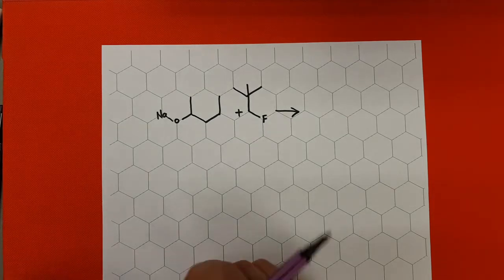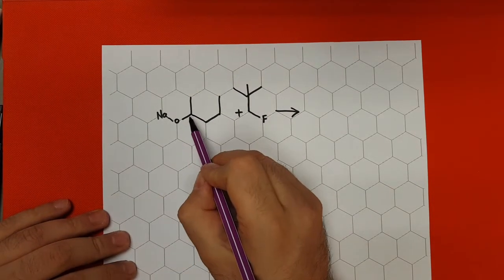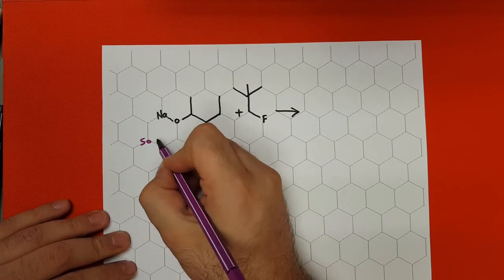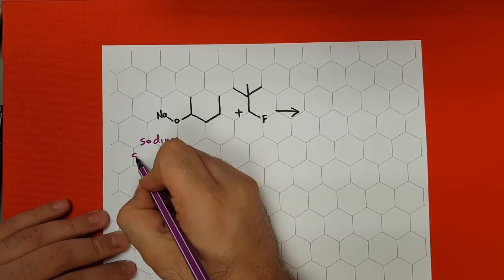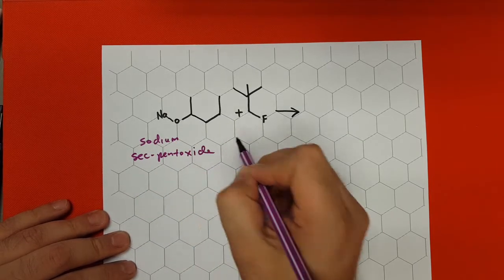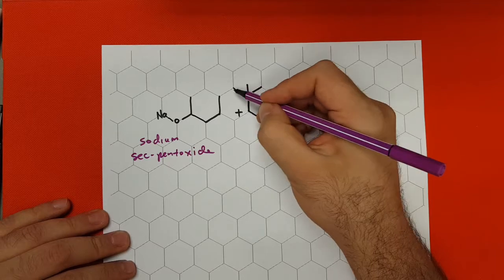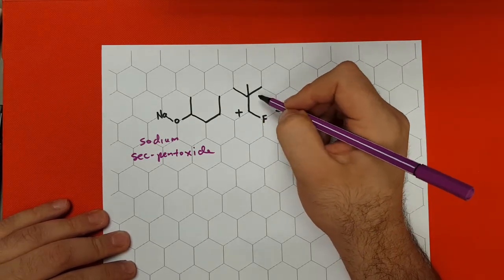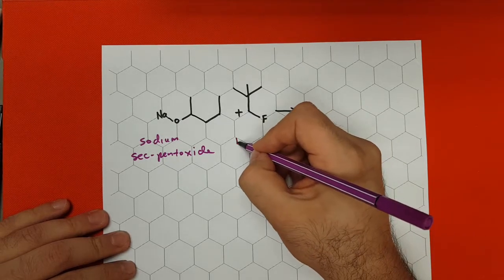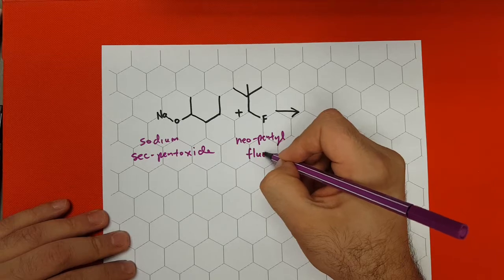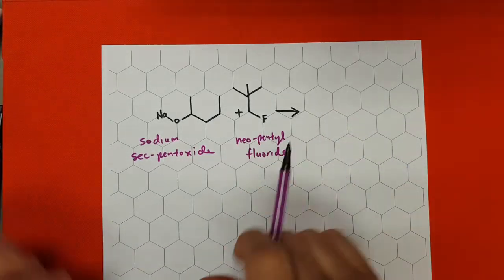So let's analyze what we have here. We have sodium, 1, 2, 3, 4, 5 at the secondary carbon. So this is sodium sec-pentoxide. And here we have 1, 2, 3, 4, 5. This is 5 carbon atoms ending in this chicken foot shape. So this is neopentyl fluoride.